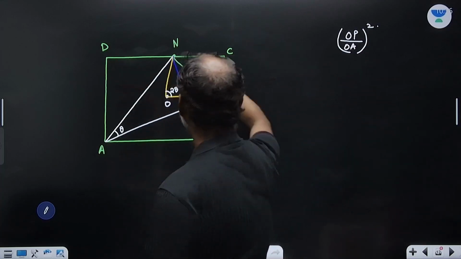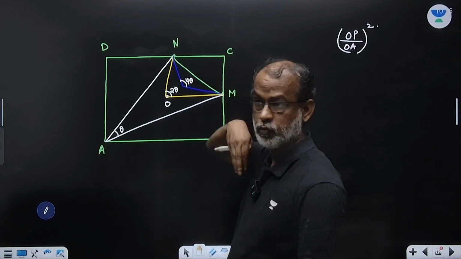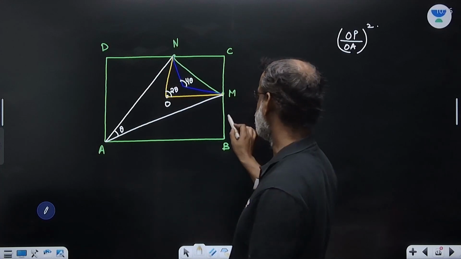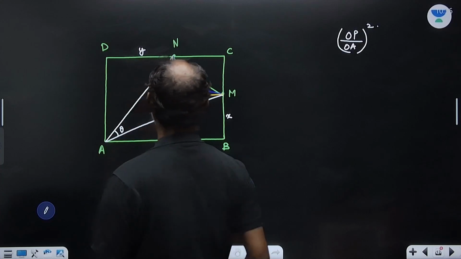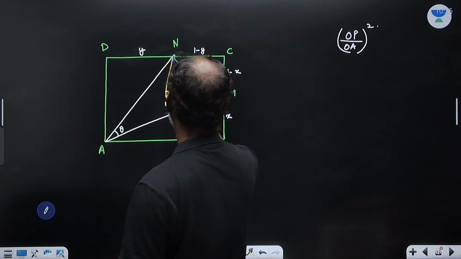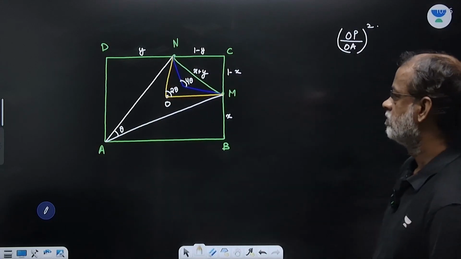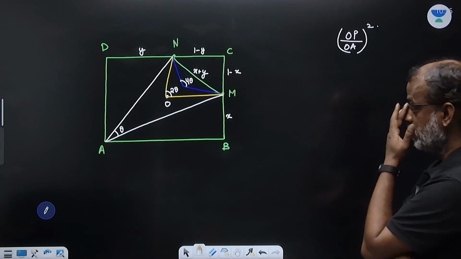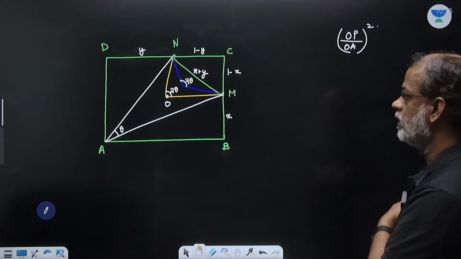Now, the sum of these two sides is 1 plus 1, 2. The perimeter is also 2. That means BM plus DN is MN. So now let us say this is X, this is Y. So this would be 1 minus X, 1 minus Y, and this would be X plus Y. OP upon OA. This is P.